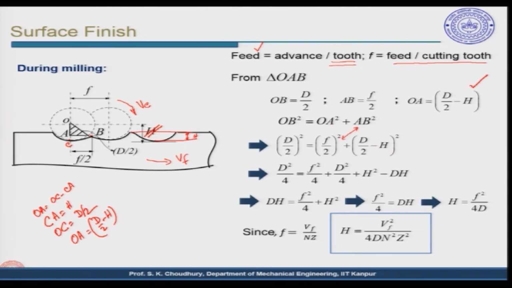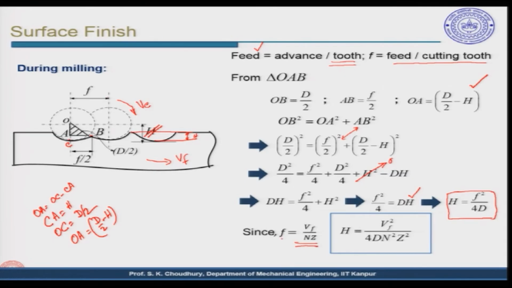So if you solve this equation, obviously now you ignore H squared because H is very small, and by ignoring that, f square by 4 is equal to dH. This is the equation that we will be getting, and therefore the H value, that is the surface roughness, will be equal to f square divided by 4 into d, and f, as we said, is equal to Vf divided by Nz.